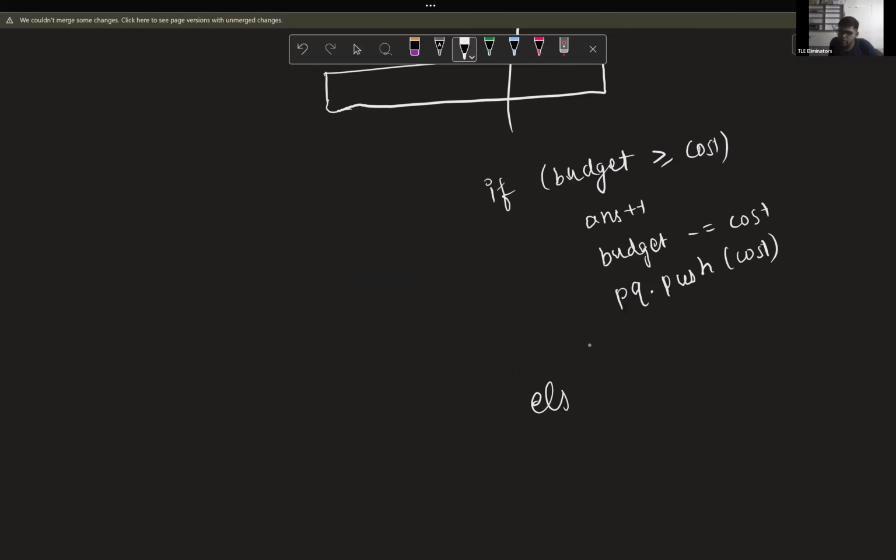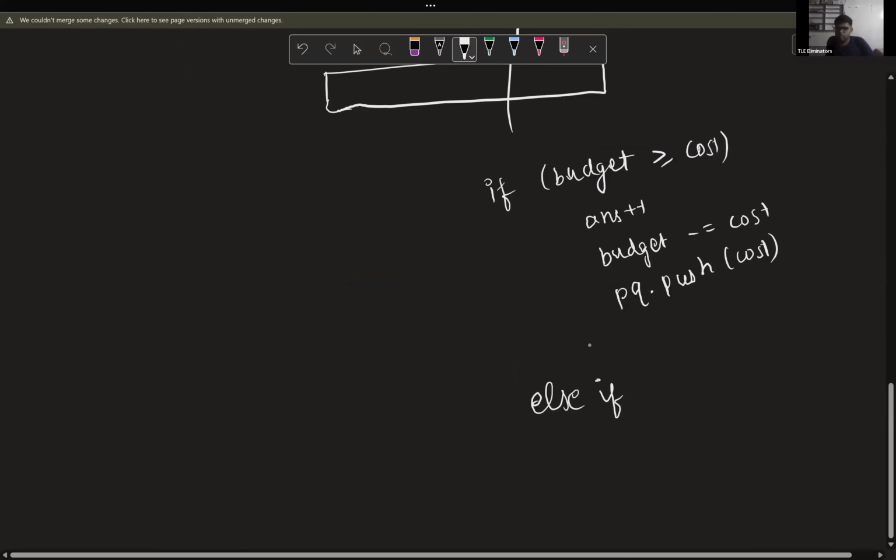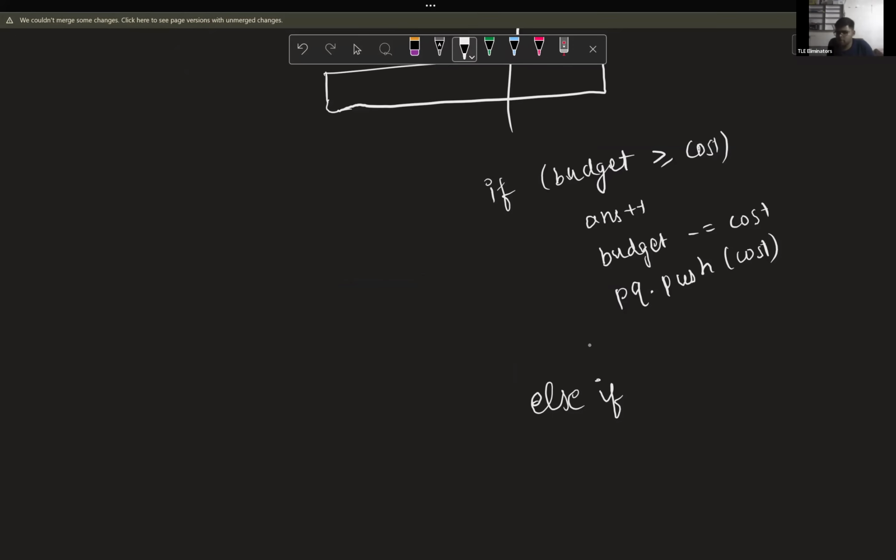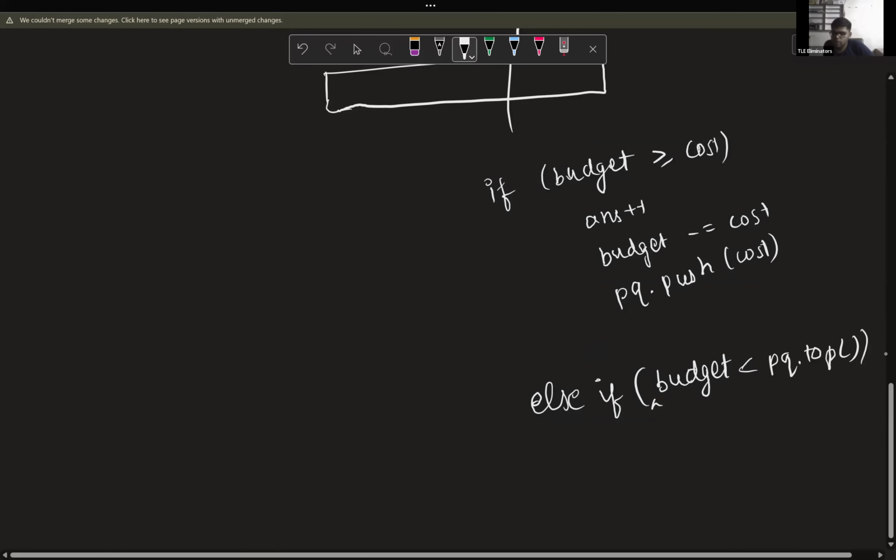And in the other case, that the budget was less than the cost, so you cannot really buy this happiness today. You could have just compared it. In case the budget is less than the PQ dot top, obviously you need to check whether the priority queue is empty or not before accessing the priority queue top. But let's say that the priority queue is not empty and the top is greater than the cost, then it will make sense to pop out that element and push the current cost.